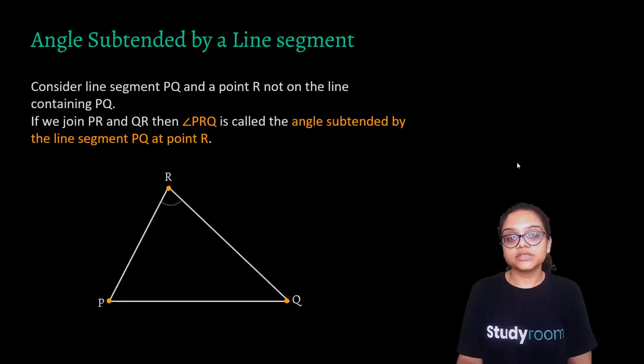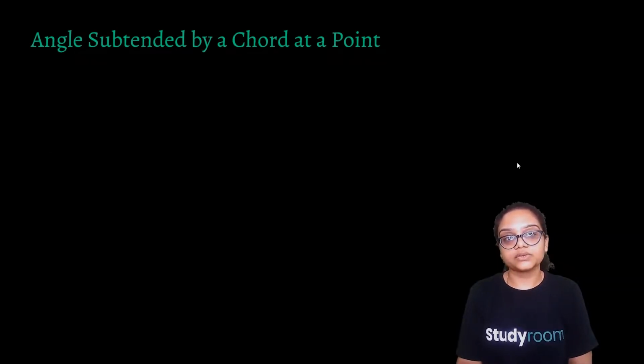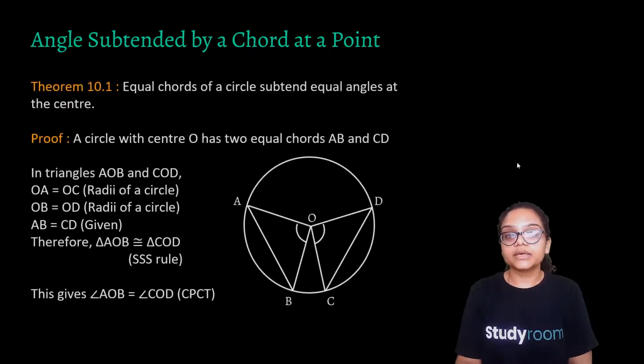So this way this angle is called the angle subtended by a chord. Now we have learned the meaning of the word subtended. Okay, so we'll implement it in circles.